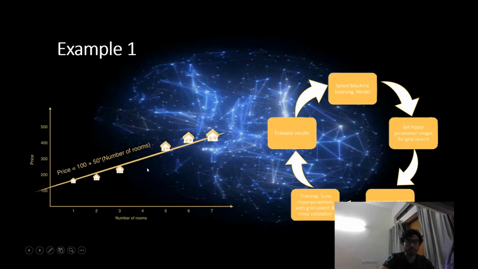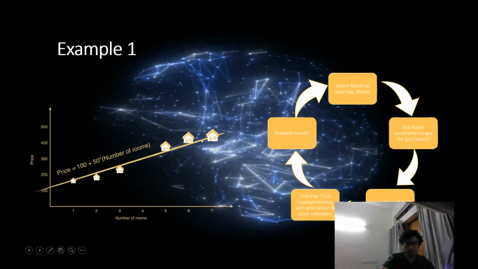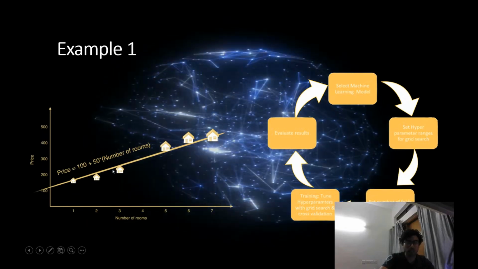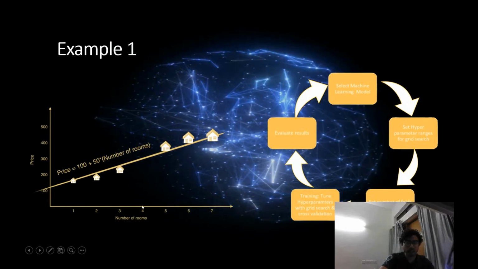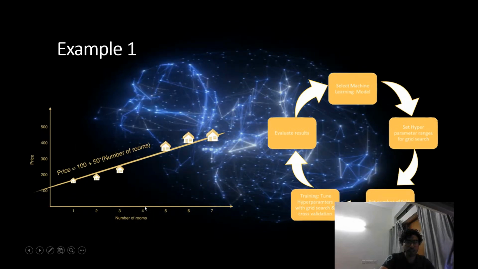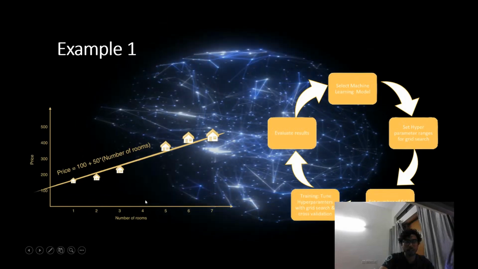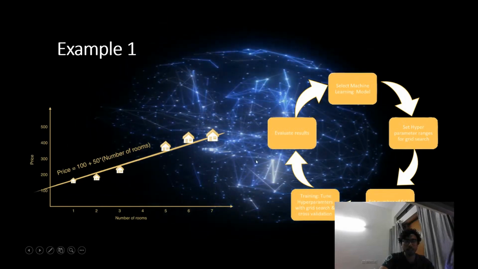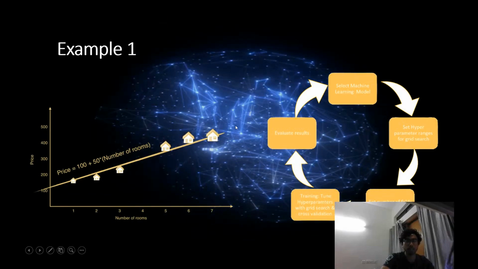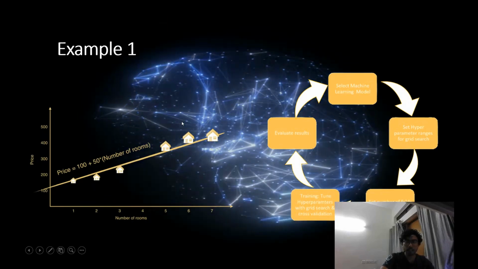You can fit a straight line through the given training set. When you get this line, from this line you can predict the price for four rooms. Here it's somewhere around 300. And if you are given a house with eight rooms, you can also read the price from this line.